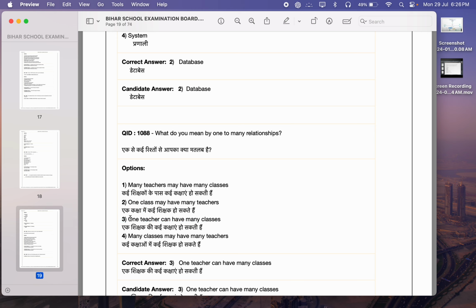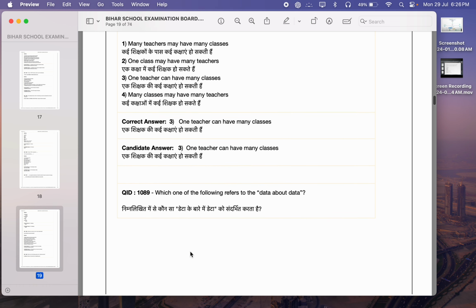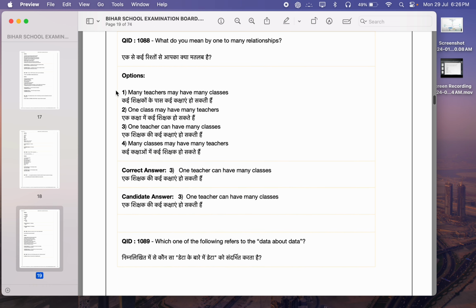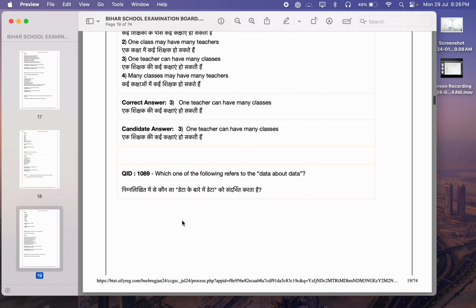One teacher can have many classes. That is true, because teachers go and teach in different classes. Many classes may have many teachers. So that's why I said this question is tricky and the answer is both, actually.